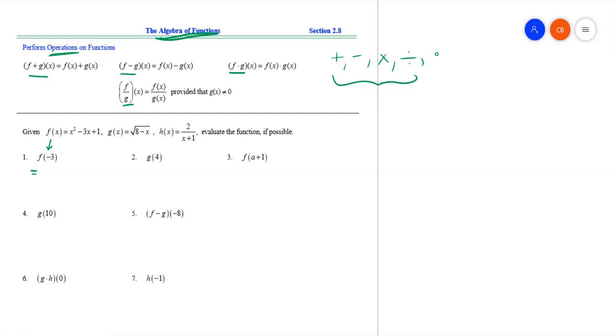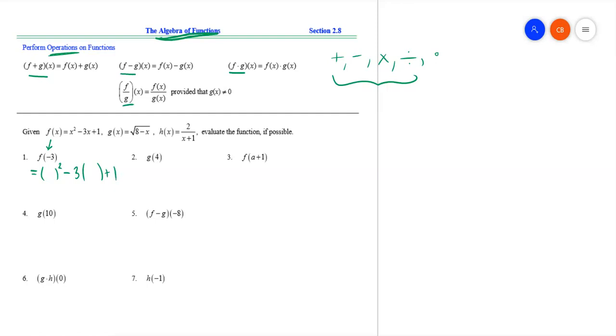So if it's very customary and very natural and sort of like second nature just to plug in values, we want to make it just as easy and natural for us to plug in things like letters or expressions. And that's what we'll be doing with composition as well. But here, getting into this example, we want to plug in negative 3 for x. So basically we have in our function that x is being squared, and then we have a subtraction of 3 times x, and then plus 1.